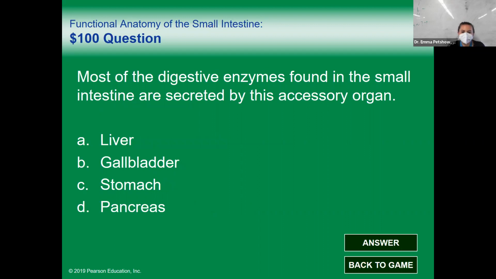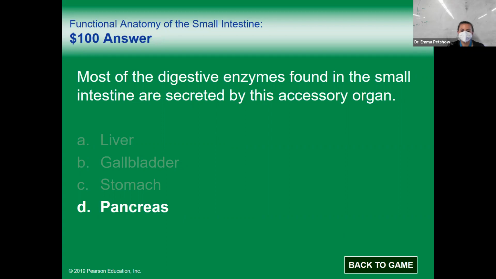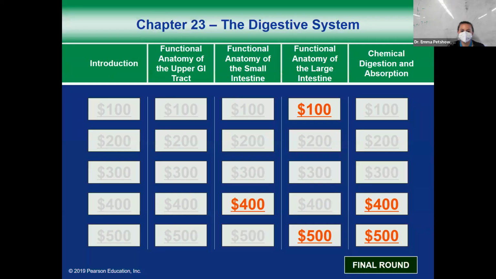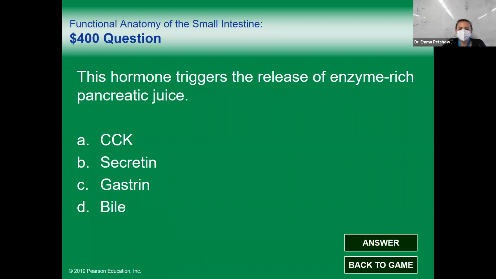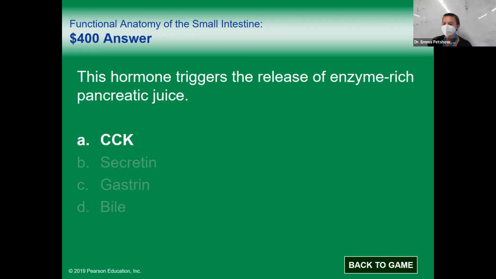Most of the digestive enzymes found in the small intestine are secreted by this accessory organ. What organ secretes the most? Yep, pancreas. Absolutely. Liver does a little, pancreas does the most. Hormone that triggers the release of enzyme-rich pancreatic juice. Ew, sounds gross. But what's our hormone that triggers pancreatic release and pancreatic sphincter relaxation? CCK. CCK is going to trigger all that.